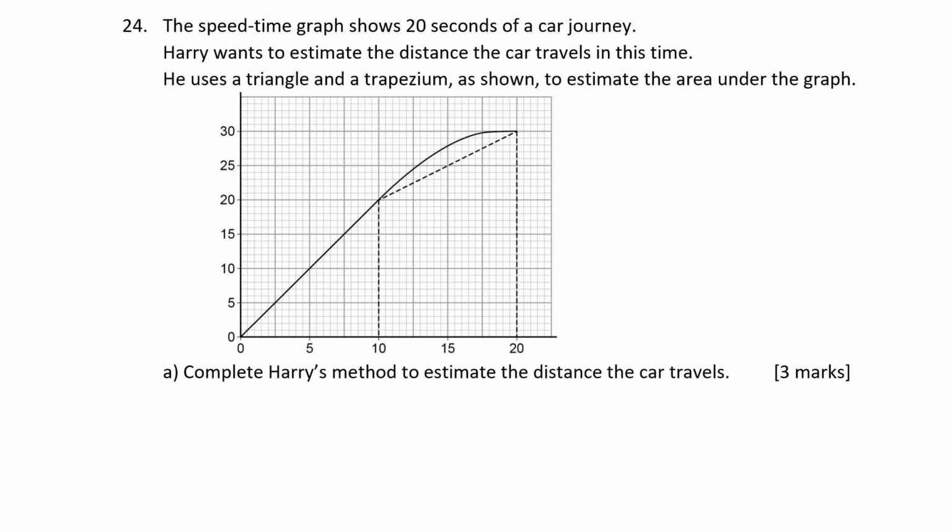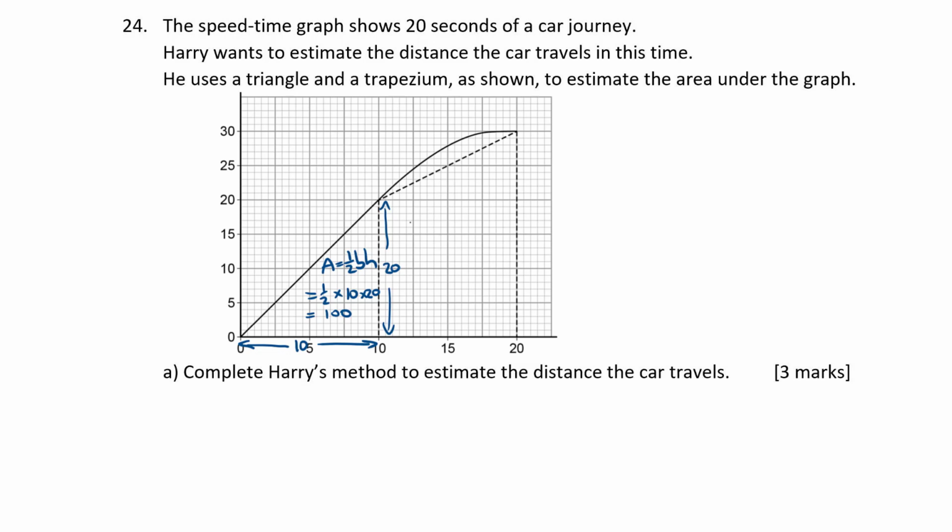Okay, so how do I find the area of a triangle? Area of a triangle is a half base times height. So my base here is this distance, which is 10, and my height is this distance, which is 20. So then my area is going to be a half times the base, which is 10, times the height, which is 20. So half 10 times 20, well, half of 20 is 10, and 10 times 10 is 100. So that's 100 meters. Okay, so that's the triangle.